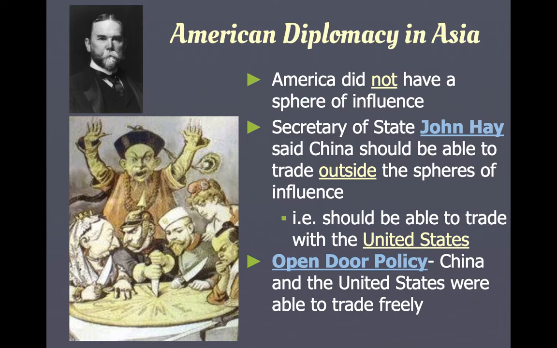So the Secretary of State, John Hay, said that China should be able to trade outside the spheres of influence. Basically, we said, why can't we just have free trade? Free trade benefits everybody. But really, the purpose is we wanted to trade with China too. And so this led us to adopt an open door policy, which basically would open the doors of China to the world, in particular the US. That way we could trade freely with China and with everybody else.